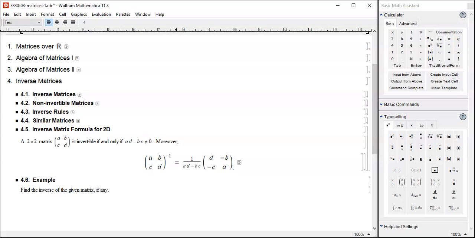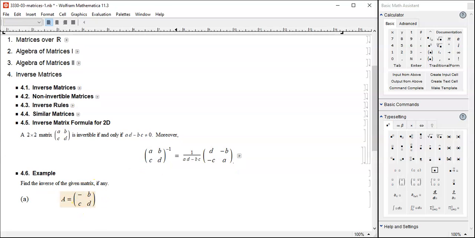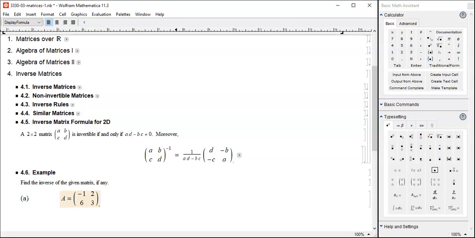Okay, find the inverse of the given matrix, if any, and then let me cook up some 2 by 2 matrix. Let's see, A is, let's copy and paste this one, and then shall I say -1, 2, 6, and then 3. Okay, as good as any. I just cooked up a problem.